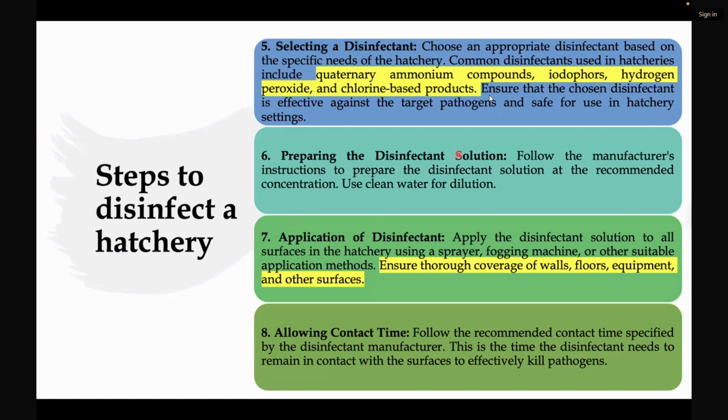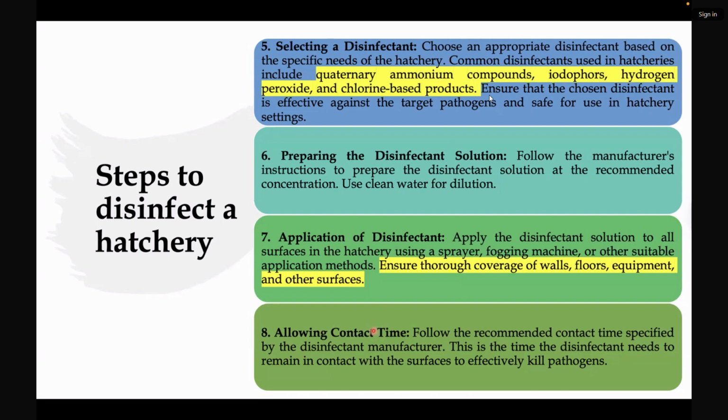Then, after the solution is prepared, without any delay, we have to apply the disinfectant solution. And we have to apply it to all surfaces in the hatchery using sprayers or fogger machines or other suitable application methods. And we have to ensure thorough coverage of walls, floors, equipment, and other surfaces so that no corner of the equipment or the facility is out of the coverage of our disinfectant.